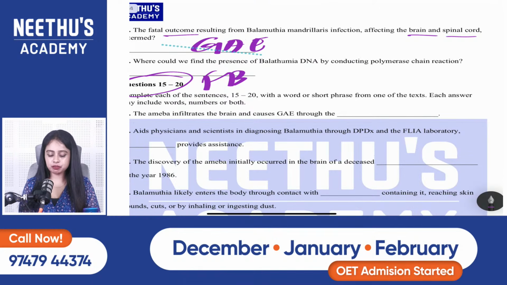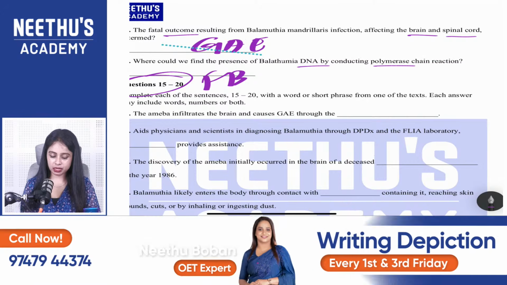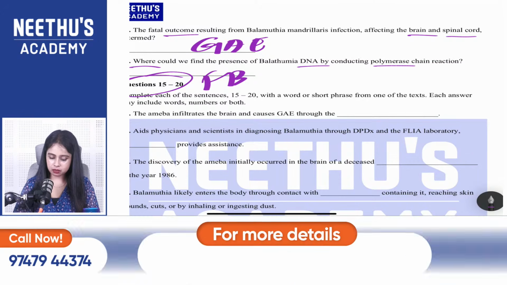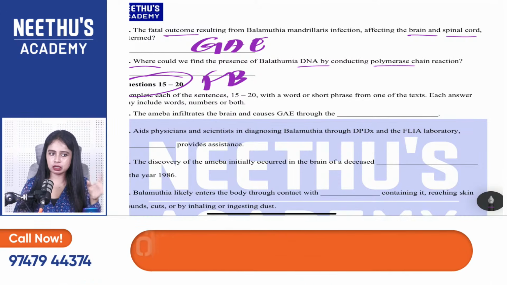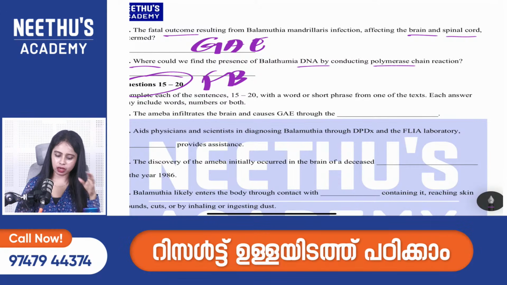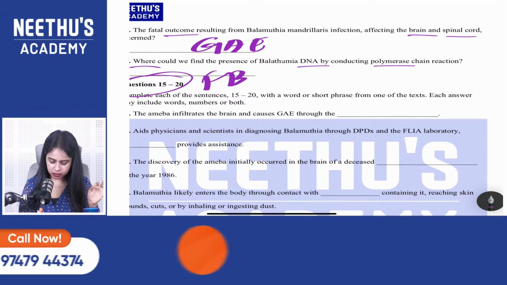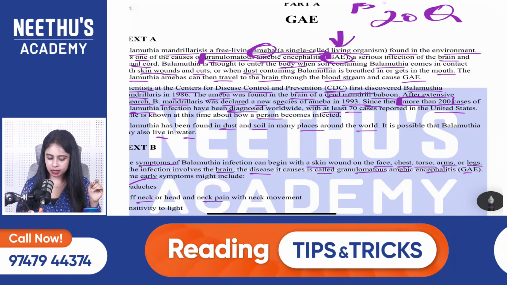Fourteenth one. Where could we find the presence of this B infection DNA by conducting polymerase chain reaction? So where? DNA, polymerase. When asked where, we need a preposition that indicates the exact position. And I know that the answer is brain tissue. Is it only brain tissue? Should we write only brain tissue? The answer is mentioned here in text A, I think.